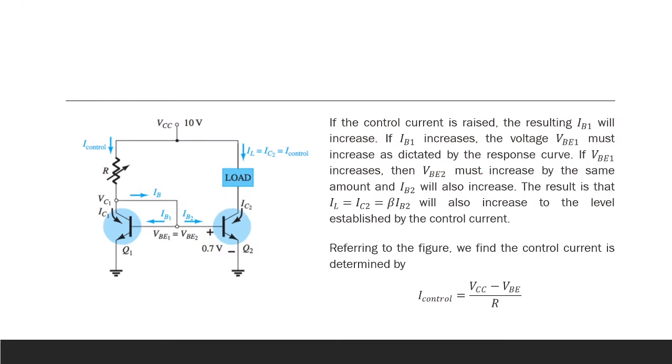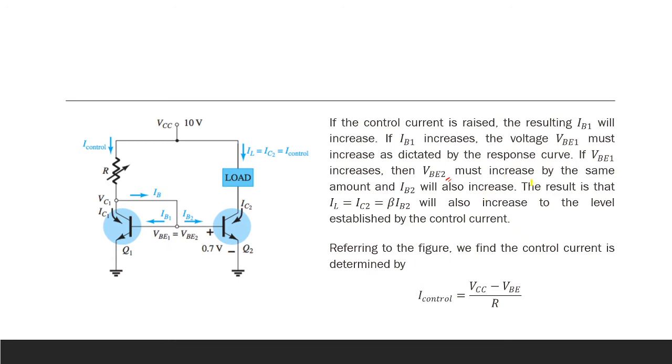And if VBE1 increases, then VBE2 must also increase by the same amount. Why? Because they are identical. So if they are identical and the voltage here increases, then of course the voltage here will also increase, since the two are in parallel. When your IB1 increases, your IB2 increases. So of course your VBE increases equally at these junctions. So that is what happens, class.